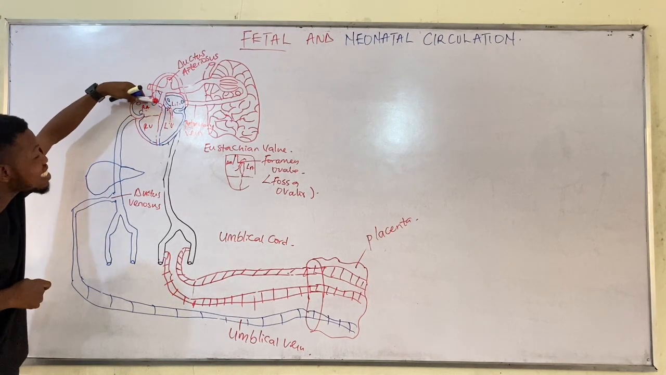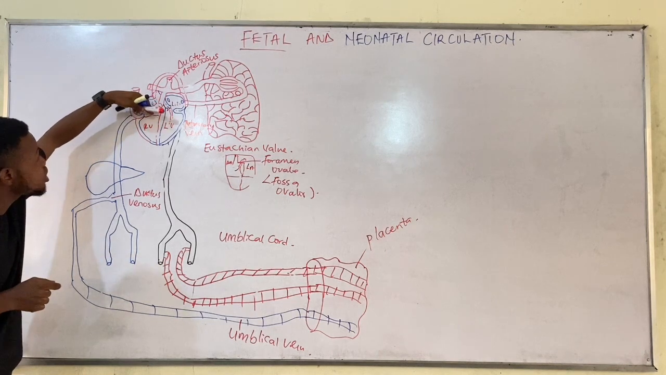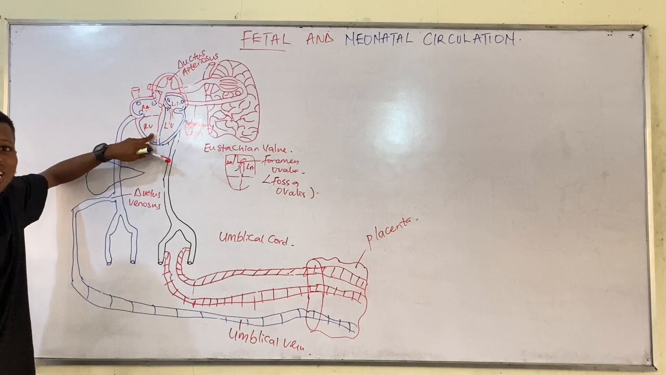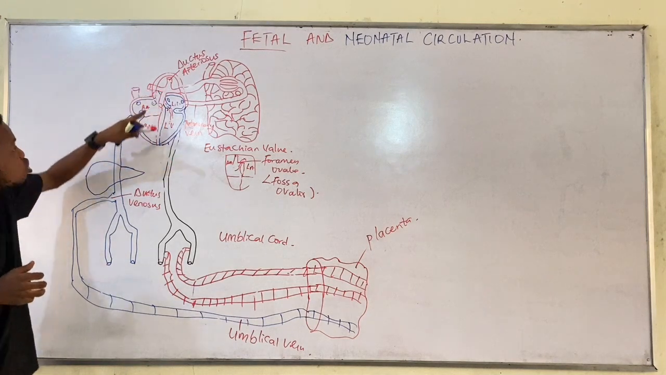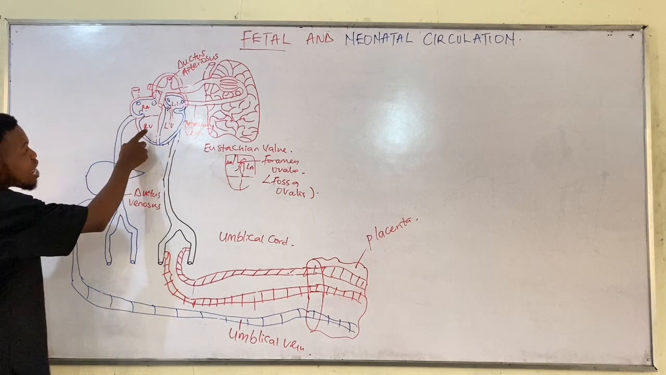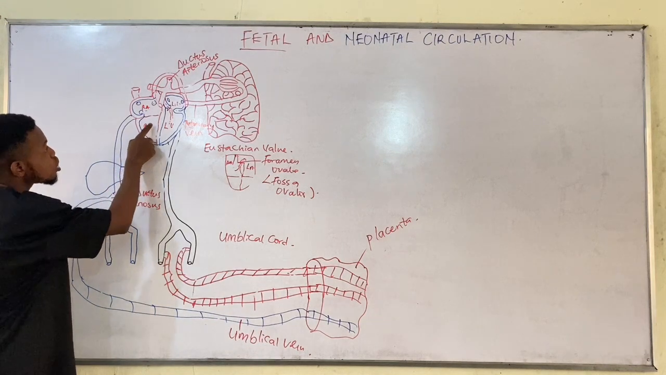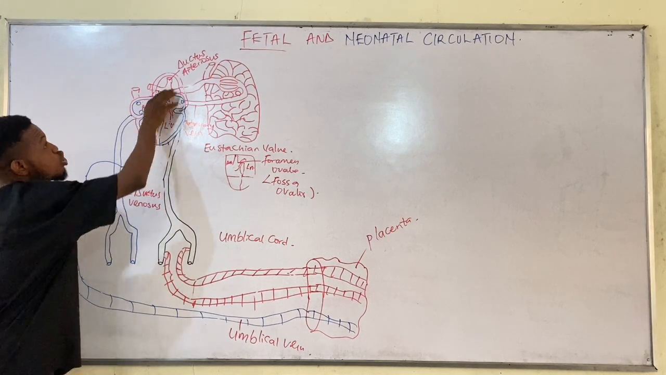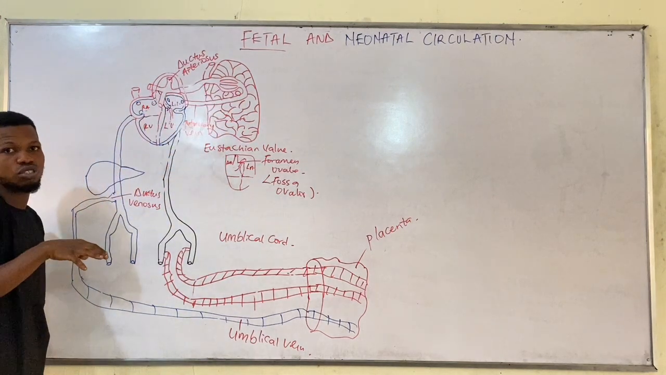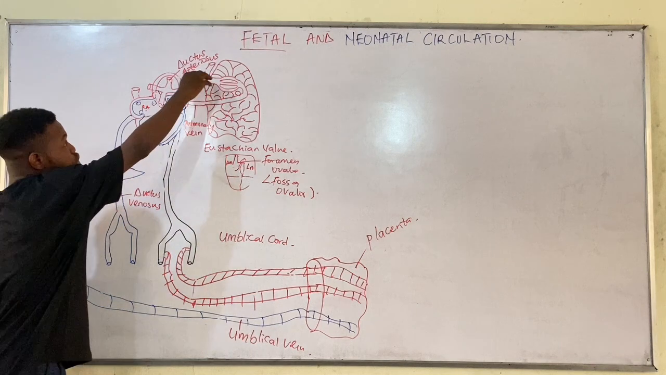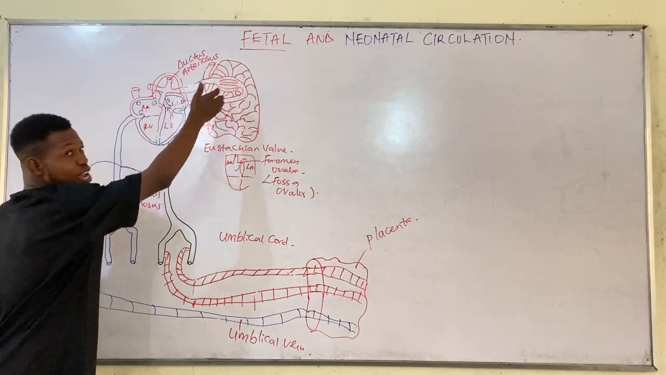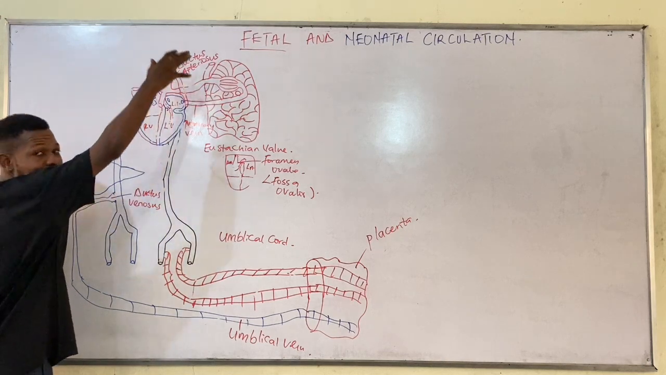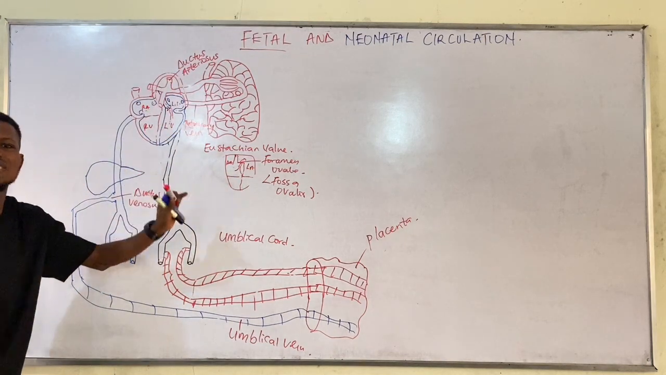So when it enters the right atrium, the blood will pass through this valve, tricuspid valve, and enters the right ventricle. In neonatal circulation, the blood moves from right atrium to right ventricle. Then from the right ventricle, the blood passes through the what? Pulmonary trunk, then into the pulmonary artery before it goes into the lungs for oxygenation. Do you get what I'm saying now? Then when it goes into the lungs, the pulmonary vein carries it back into the left atrium, left ventricle, aorta, then to other parts of the body. That is how neonatal circulation occurs.